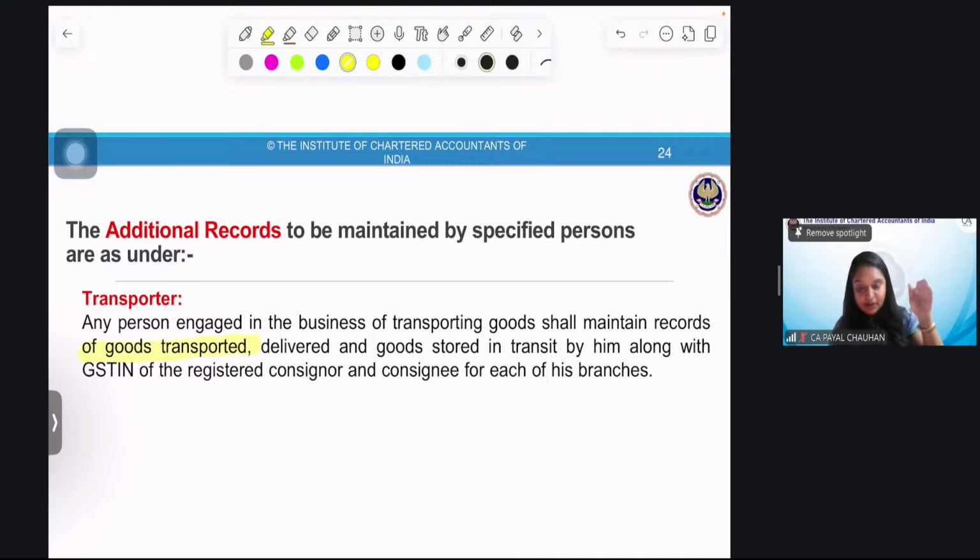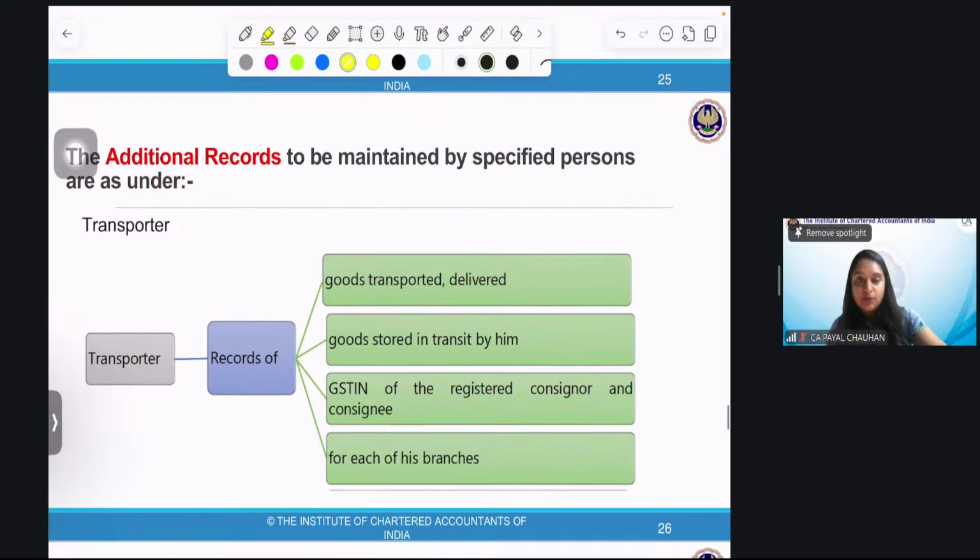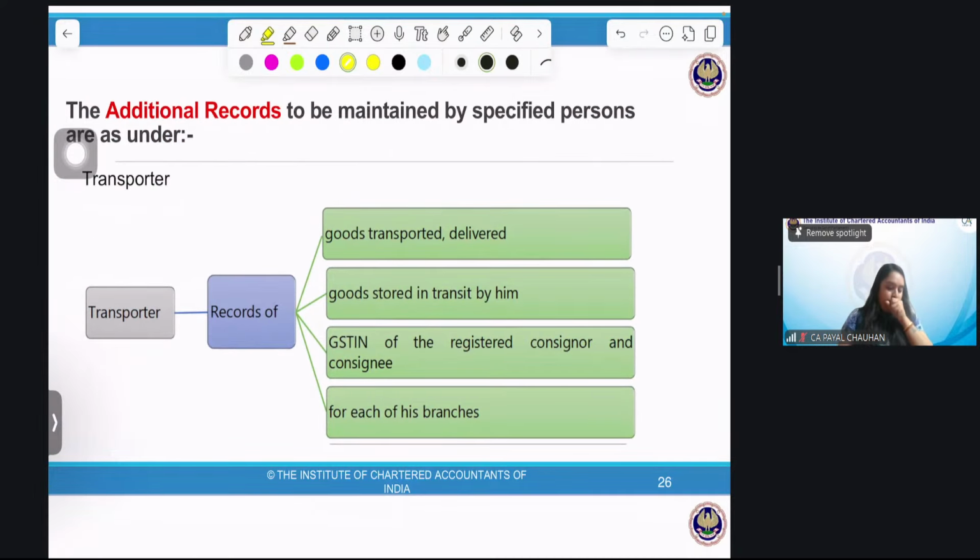So, as the case may be, I have to maintain the records of goods transported. What are the goods I transported? Delivered. What are the goods I delivered? The goods stored in transit. What are the goods which are stored in transit by him, along with the GSTN of the consigner and the consignee for each of his branches. Now, transporter. Again, if I'm a transporter, I'll have a record of goods transported and delivered, goods stored in transit, GSTN of every registered consigner and consignee, and for each of his branches.